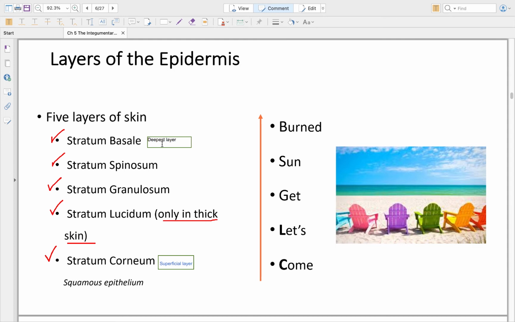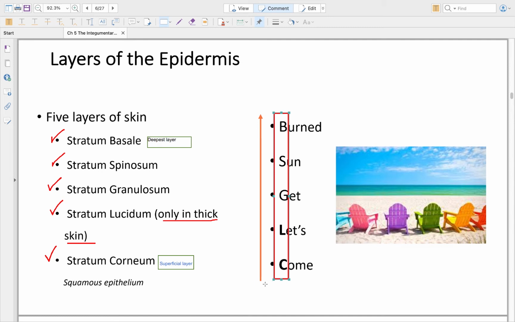A way to remember this is as follows. Okay, so this whole thing says, come, let's get sunburned. Okay, come, let's get sunburned, is the best way to remember this. Okay, so come, let's get sunburned, and you clearly, the layers are going this way though, deeper.